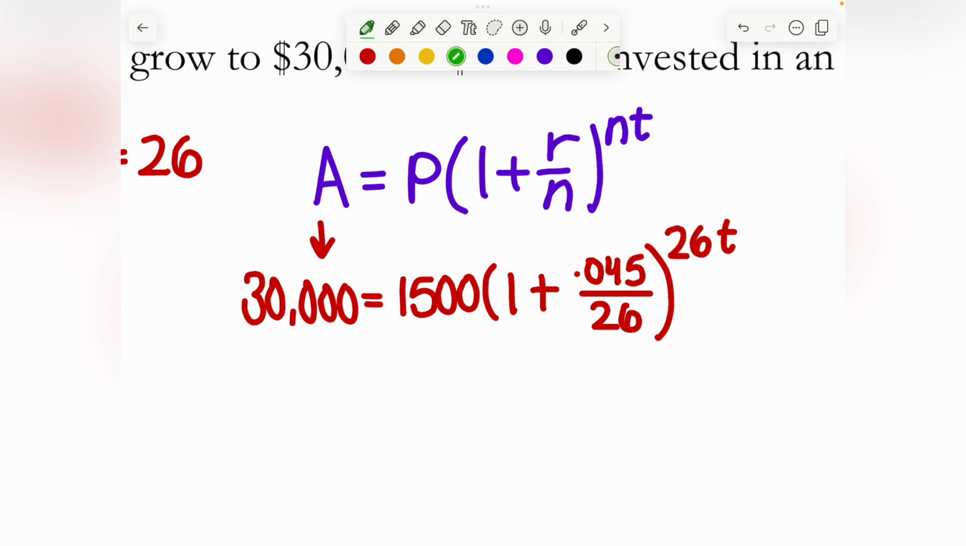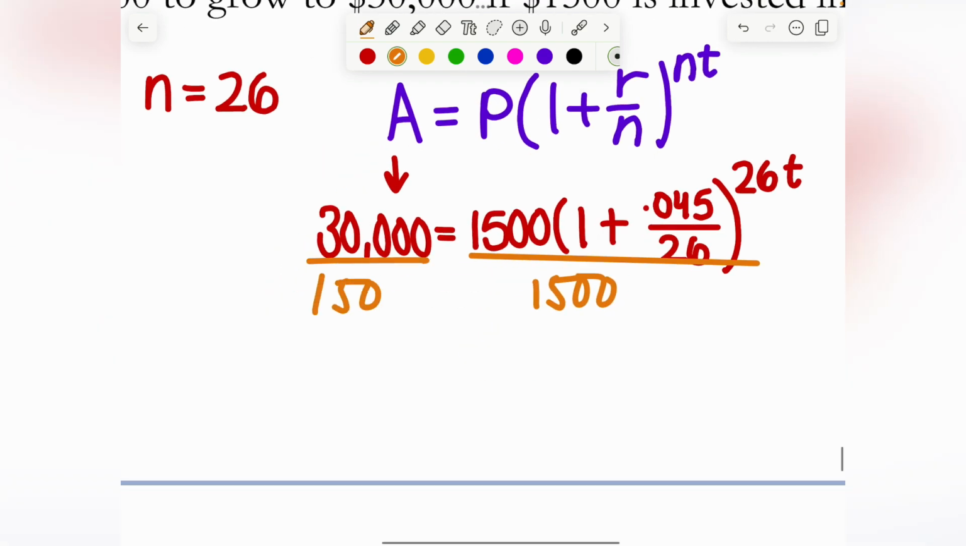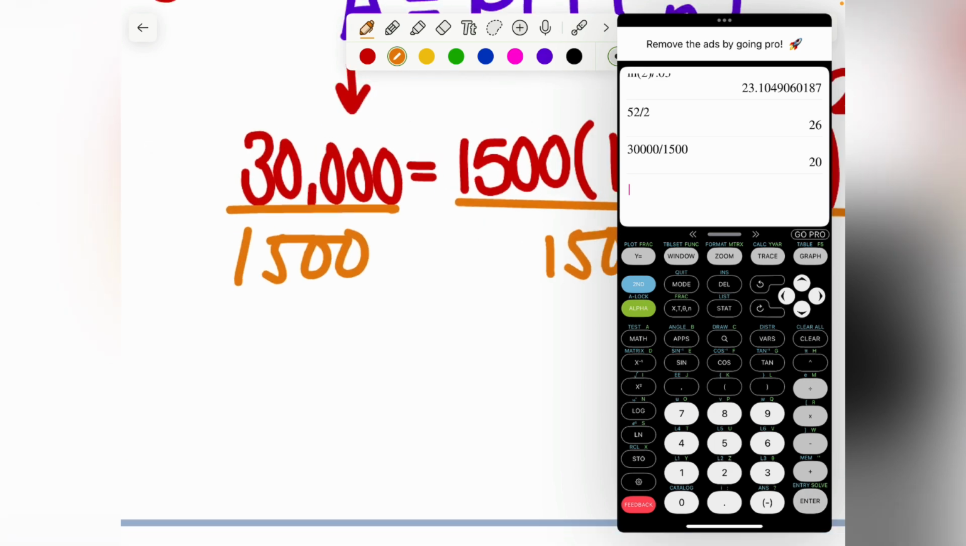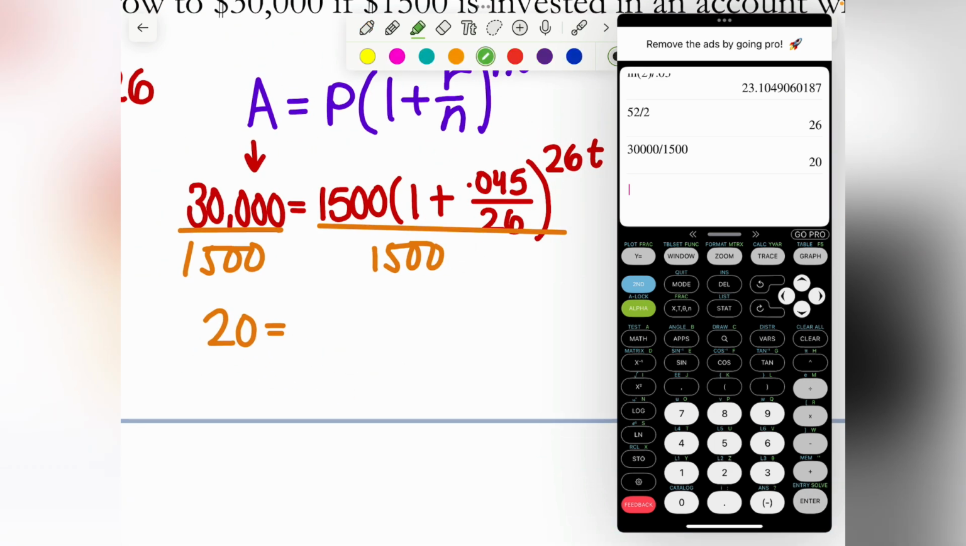All right, so here's the deal. We're going to divide over whatever this number is in front first. That should always be our first step, is divide that over. $30,000 divided by 1,500 is 20. Now, I'm also going to type in my calculator everything in this parentheses. 1 plus 0.045 divided by 26.